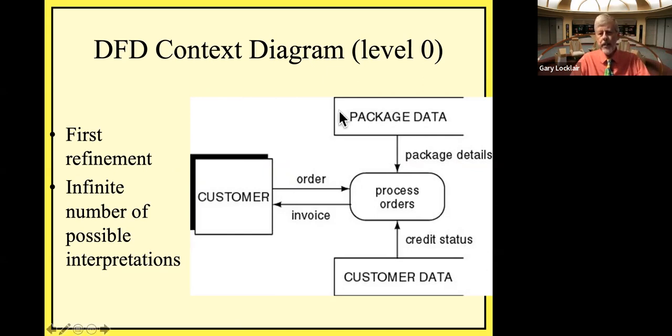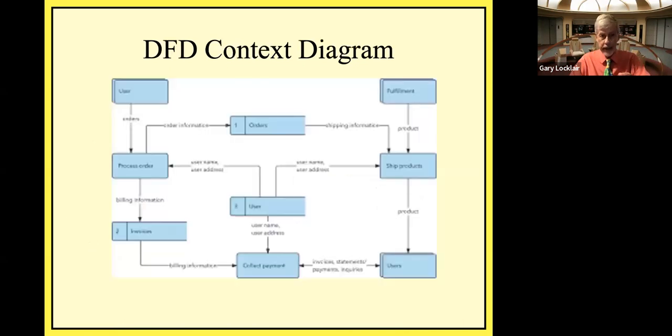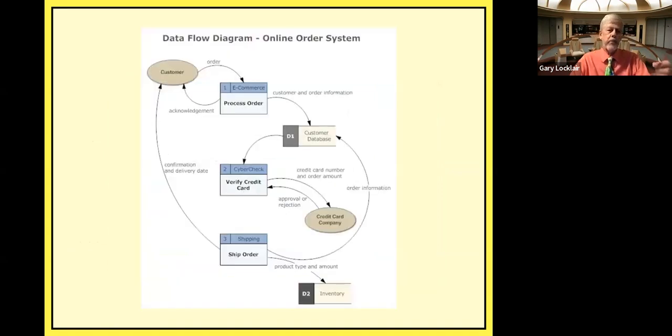It says process orders. How do I do that? How do I pull the credit status from the customer data file? It's not saying any of that. It's just showing what needs to be cared for. And that's exactly the point of a data flow diagram. Data flow diagrams can get big. Data flow diagrams can be complex.